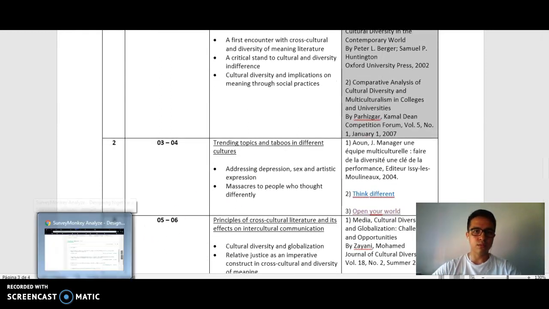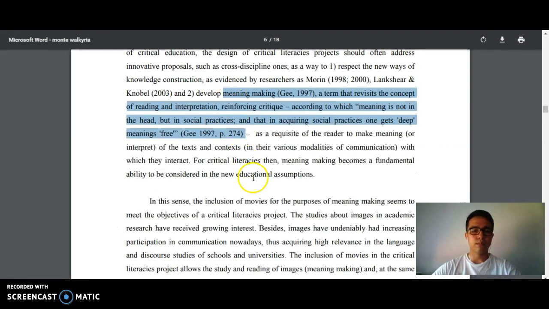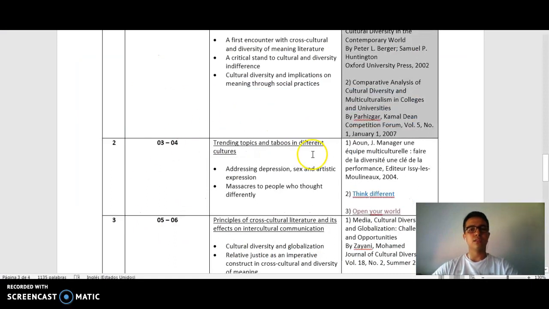If you allow me to talk to you about my understanding of meaning, I took this from Paul Gee and the Critical Literacies, which is a term that revisits the concept of reading and interpretation, reinforcing critique, according to which meaning is not in the head, but in social practices, and that in inquiring social practices one gets deep meanings free. Gee, 1997, page 274.